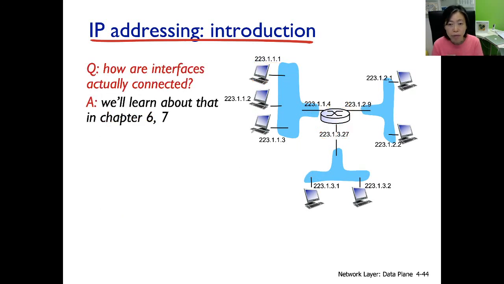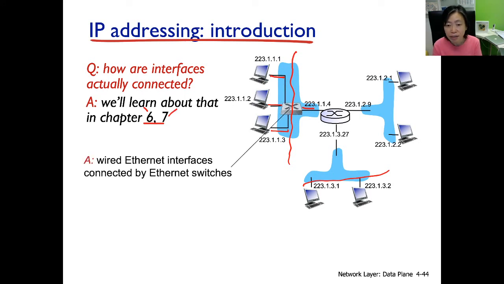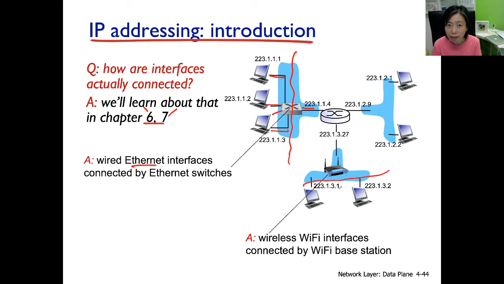Now, we did not print any of the links here, right? We did not show any of the links there. So how these interfaces are interconnected through the links, we'll talk about the links in chapters 6 and 7. So this is the wired link and this is the wireless link, like this. This is the wired link with a link layer protocol called Ethernet. This one here is a wireless link. It's the Wi-Fi protocol.